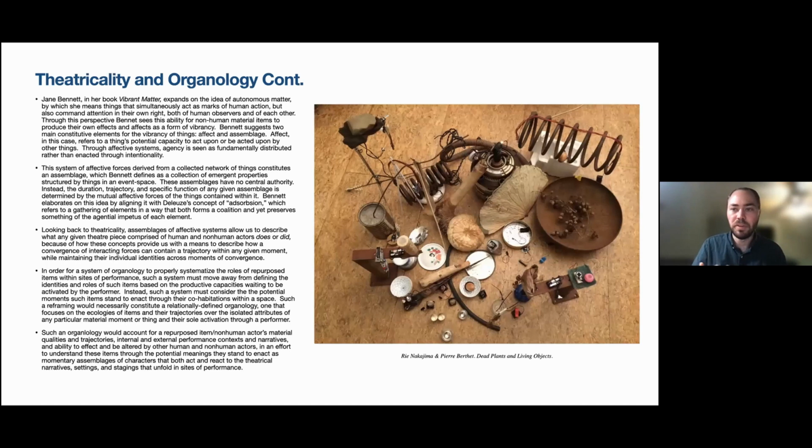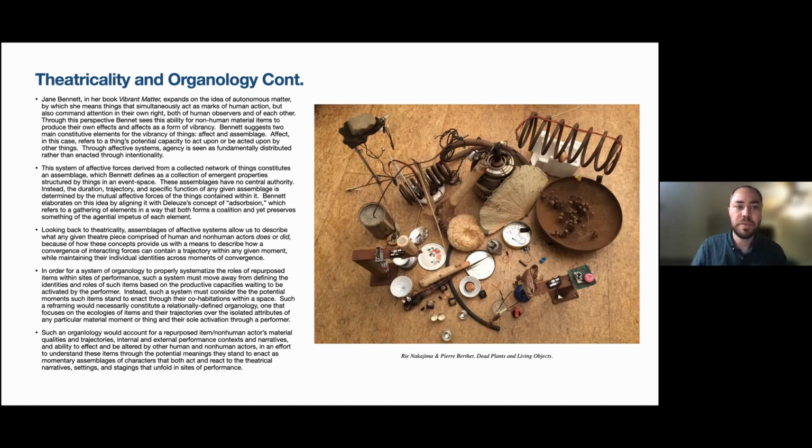Jane Bennett, in her book Vibrant Matter, talks about the sort of vibrancy of these materials and expands on this idea of autonomous matter, by which she means things that simultaneously act as marks of human action, but also command attention in their own right, both as human observers and of each other. And through this perspective, Bennett sees this ability for non-human material items to produce their own effects and affects as a form of vibrancy or material vibrancy.